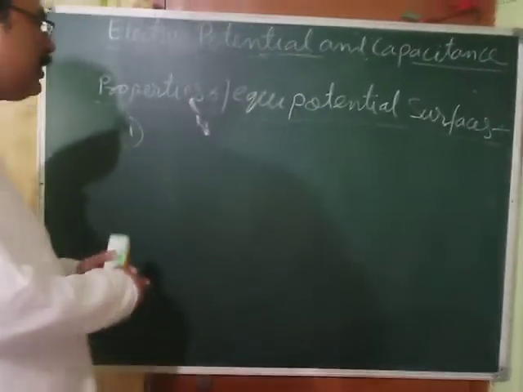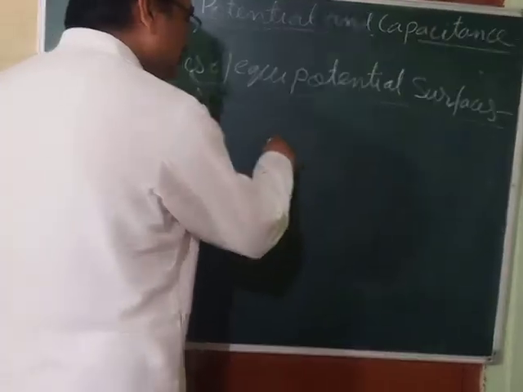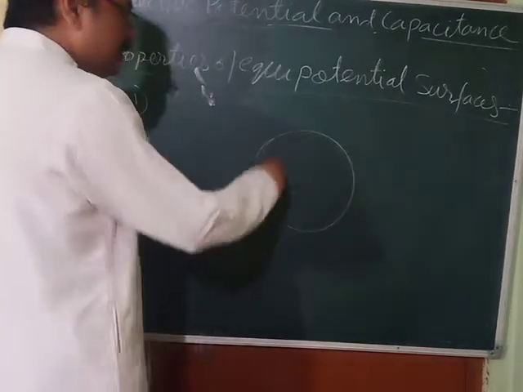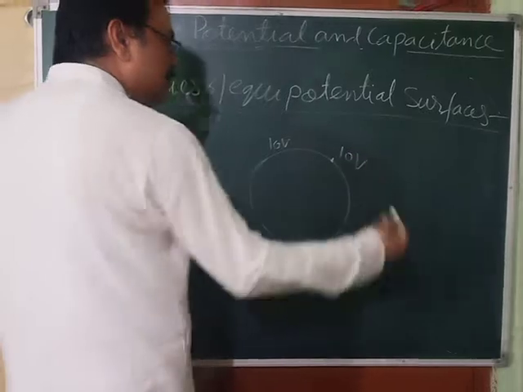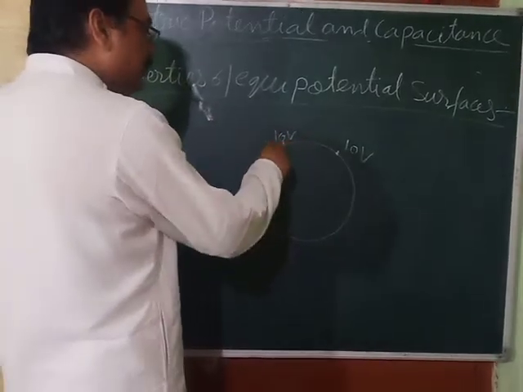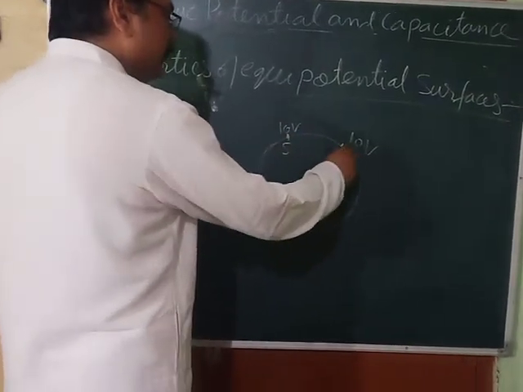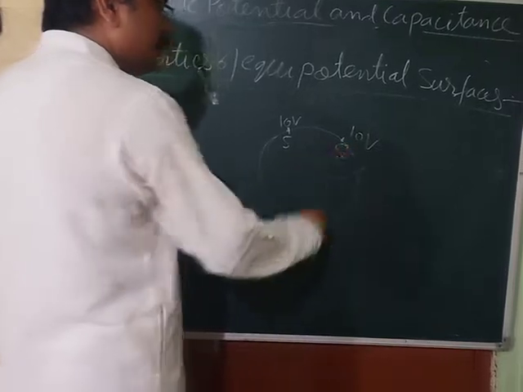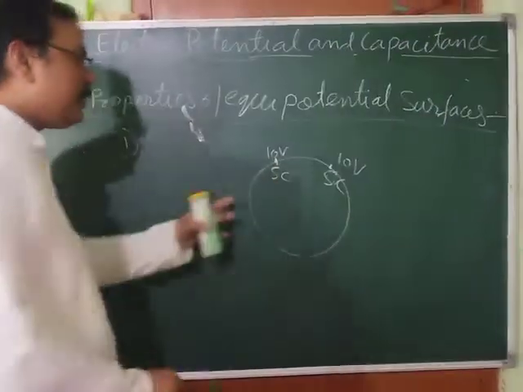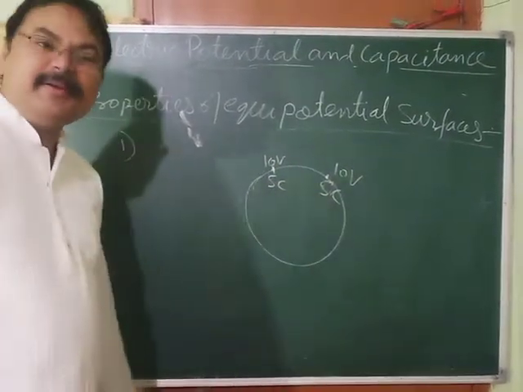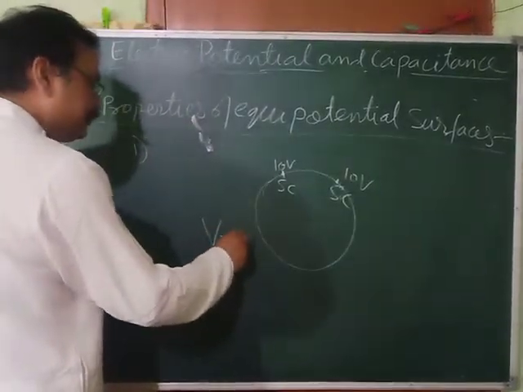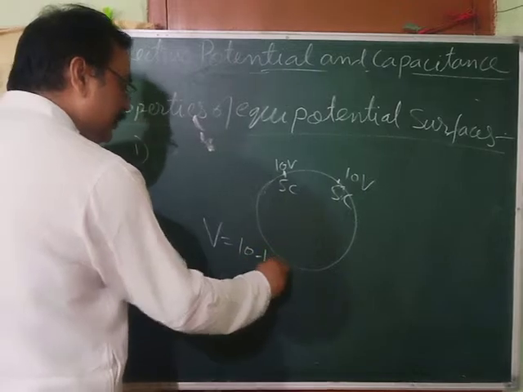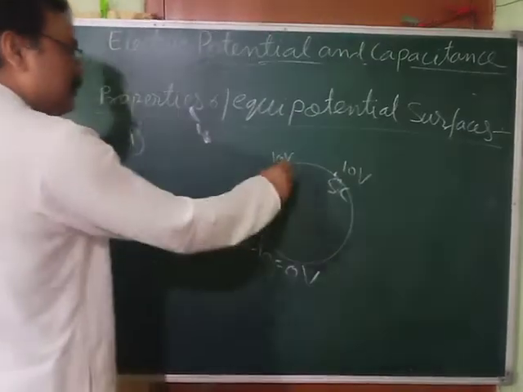This is one property. See, actually what does it mean? Suppose this is an equipotential surface. Here the potential is 10 volt. Here also it is 10 volt. Everywhere it is 10 volt. So suppose you are taking a charge of 5 coulomb from here to here. Now what is the potential difference between these 2 points? Potential difference is 10 minus 10, that is 0 volt.